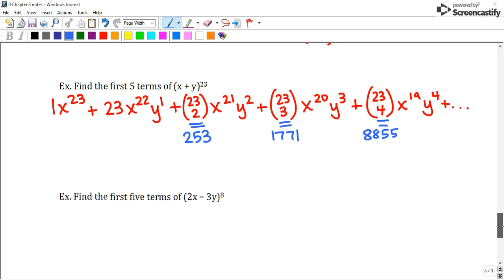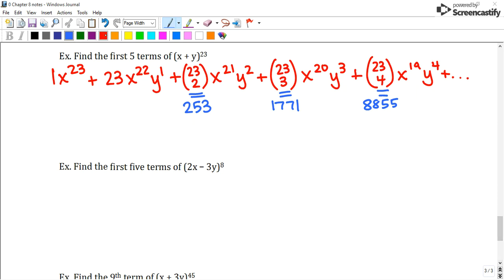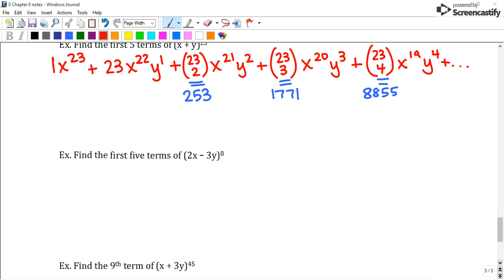Okay, let's try another one. Let's find the first 5 terms of (2x minus 3y) to the 8th. Again, just applying our same pattern, I know the first coefficient is going to be 1. It's going to be my first term. Now, this is a little tricky. The first term isn't just x, it's 2x. So it's (2x) to the 8th.